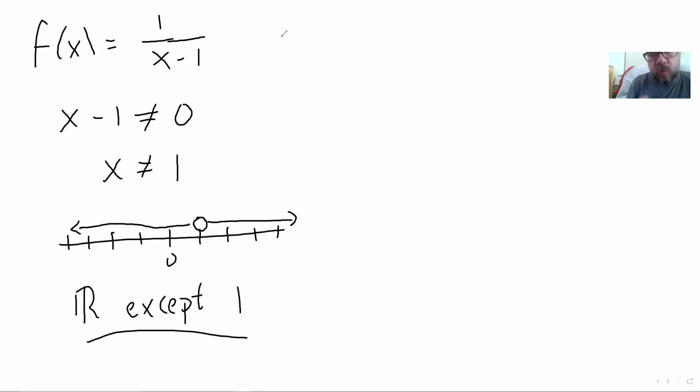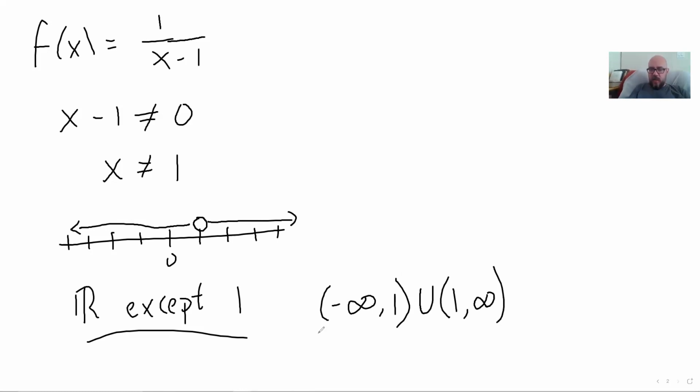You could do this in interval notation. Remember, we learned how to link up 2 intervals to constitute 1 set. My intervals would go from minus infinity up to 1, not including 1, and then union that with 1 up to infinity, again not including 1. Notice that everything is included except for 1. 1 is not in this interval and it's not in that interval. This is a fine way to do it as well.